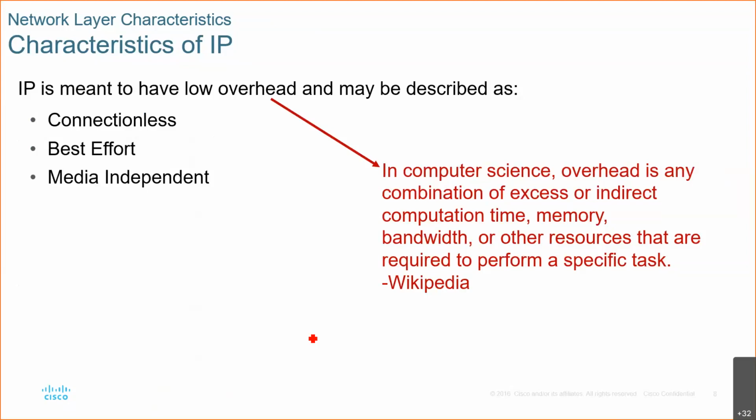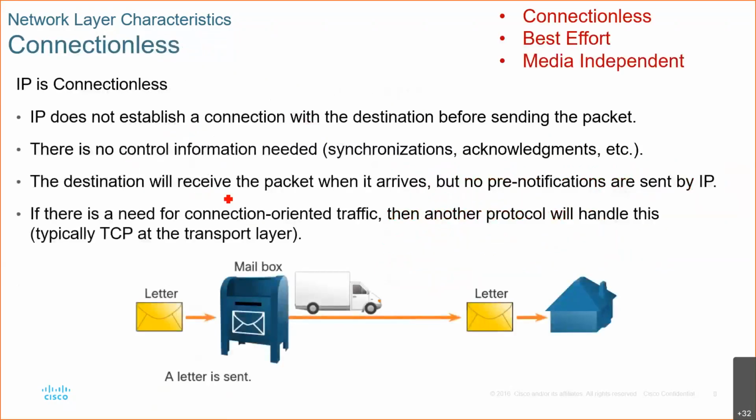So that's what IP is here for. The main reason we have IP is to reduce any kind of overhead, make things simpler by making it connectionless, best effort, and media independent. We don't care. It can be high bandwidth copper wires, it can be fiber optic, or what we had in the 80s and 90s, it can be our telephone cables. So IP has been designed to be connectionless. That means it doesn't establish a dedicated connection with the destination. No circuit.